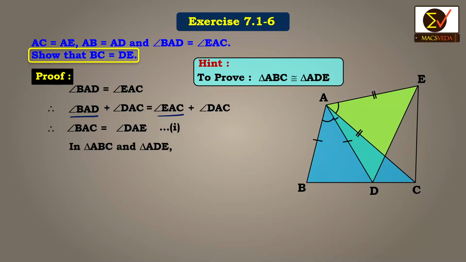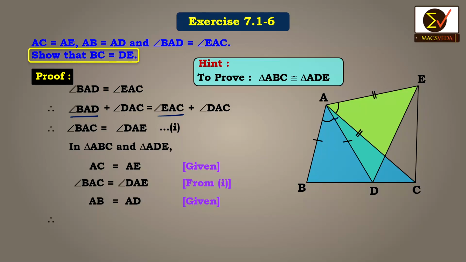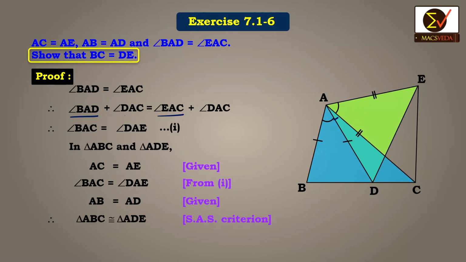So, what happened in triangle ABC and triangle ADE? AC is equal to AE, that is given. Angle BAC is equal to angle DAE, we just now derived. Then side AB is equal to side AD. That is also given. So, what happens? Triangle ABC is congruent to triangle ADE by side angle side criterion. Therefore, BC is equal to DE by CPCT property. Corresponding parts of congruent triangles are equal.